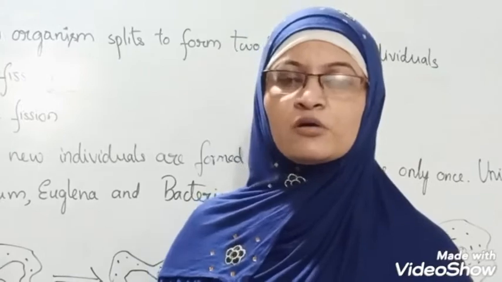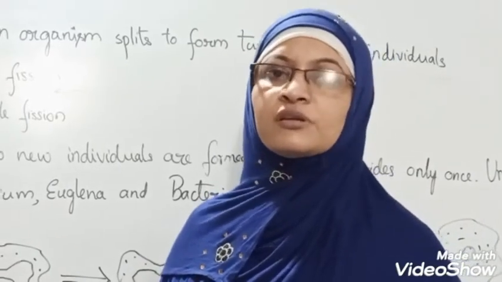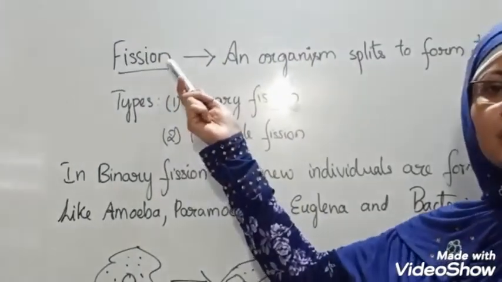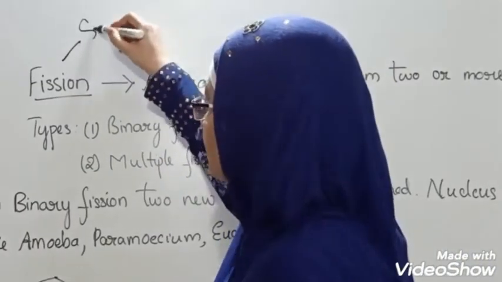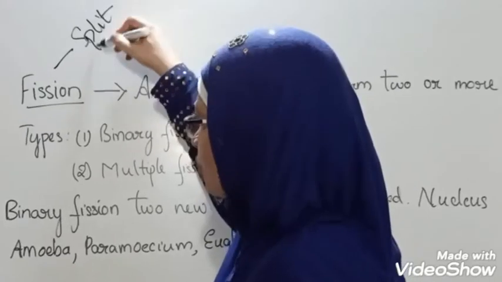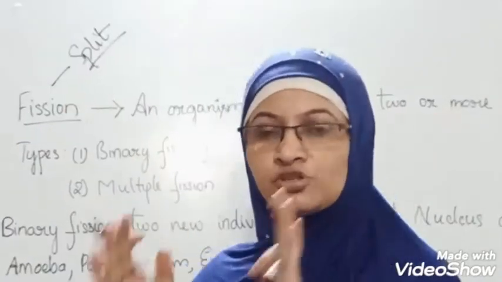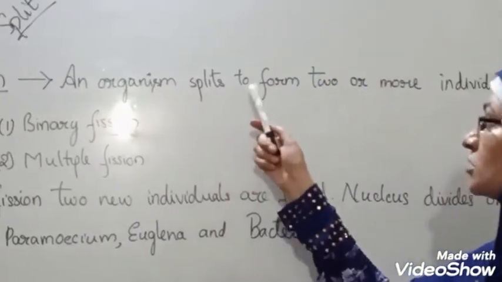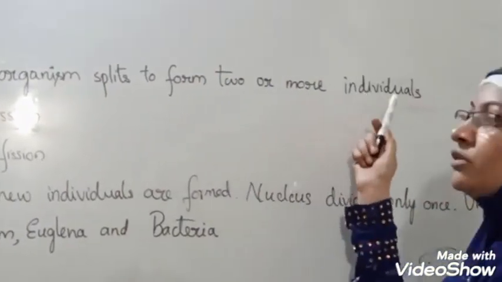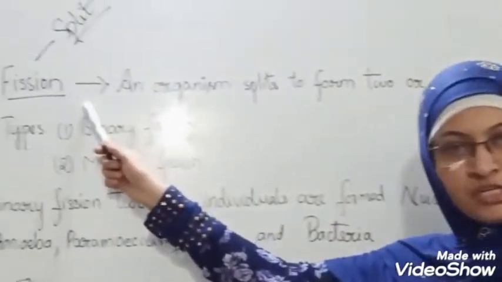Now we will read about the types of asexual reproduction. First we will be reading about fission. The word fission means split. One thing splitting into two or more than two. So what is fission? Any organism that splits to form two or more individuals is called fission.